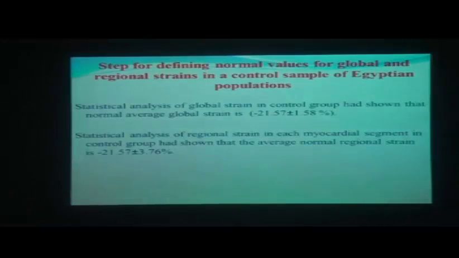This example shows the reversible anterior and lateral walls defect at the territory of the LAD, and results are typical in both speckle tracking and SPECT. Also, our study has concluded normal values for global and regional strain in a control sample of the Egyptian population, and it was around -21% for both regional and global strain in the healthy control group.